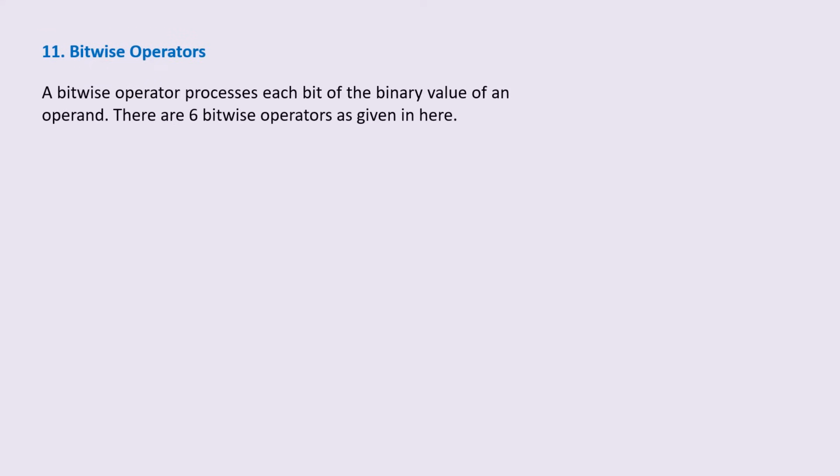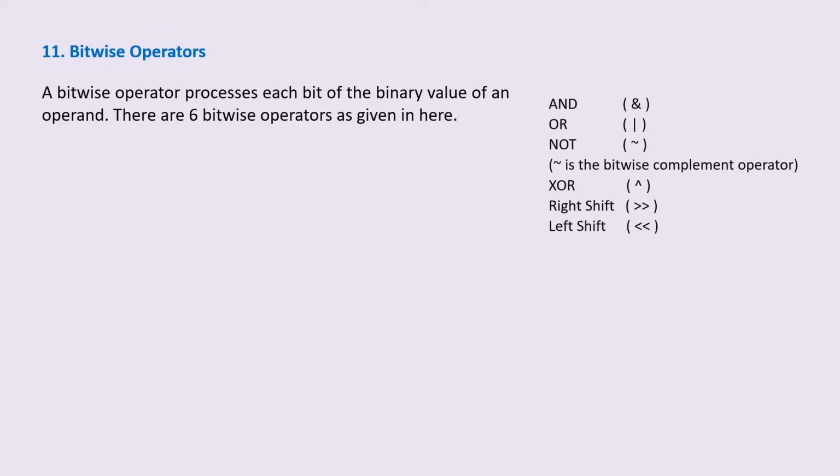A bitwise operator processes each bit of the binary value of an operand. There are 6 bitwise operators as given in here. The AND operator, represented by a single ampersand. The OR operator, represented by a single vertical line or the pipe symbol. The NOT operator, represented by tilde. It is the same bitwise complement operator that we learned earlier.